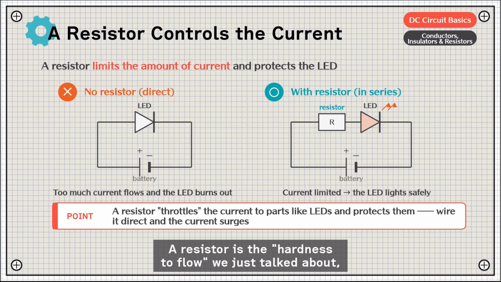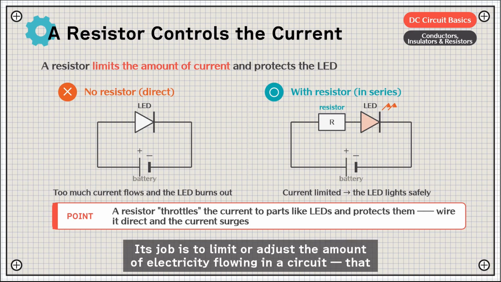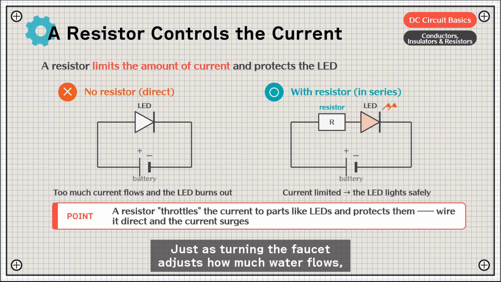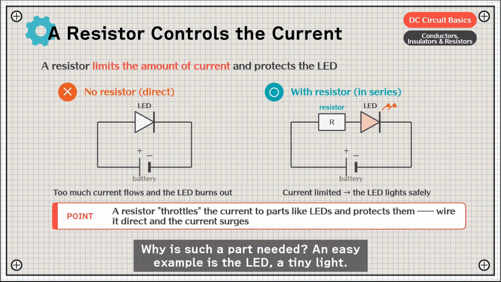A resistor is the hardness to flow we just talked about, deliberately turned into a single part. Its job is to limit or adjust the amount of electricity flowing in a circuit, that is, the amount of current, to just the right size. Think of a water faucet. Just as turning the faucet adjusts how much water flows, a resistor adjusts the amount of current so too much doesn't flow. Why is such a part needed?